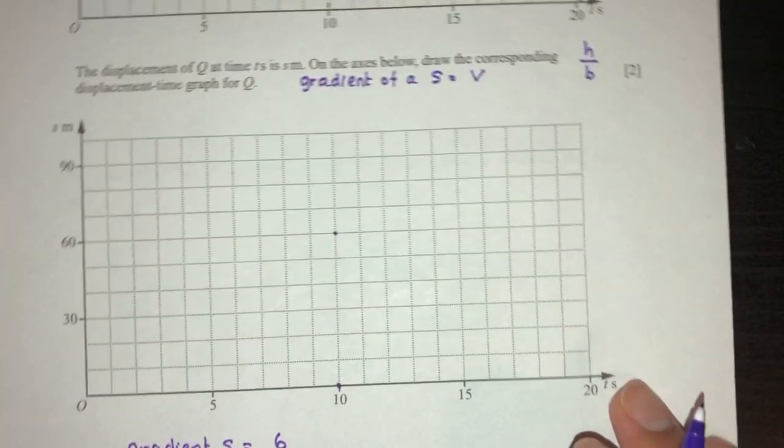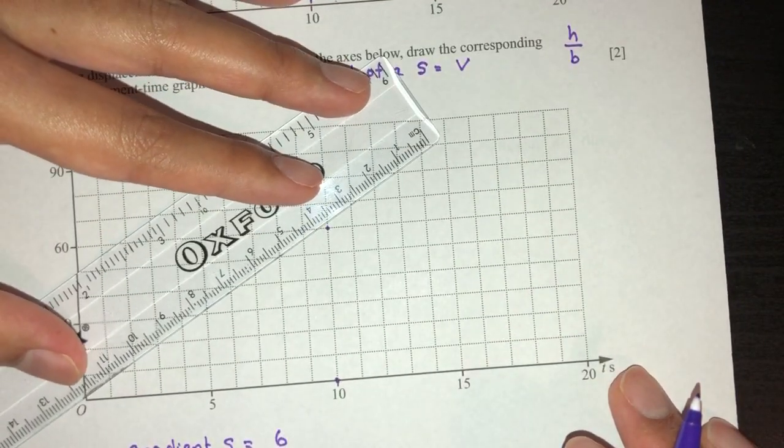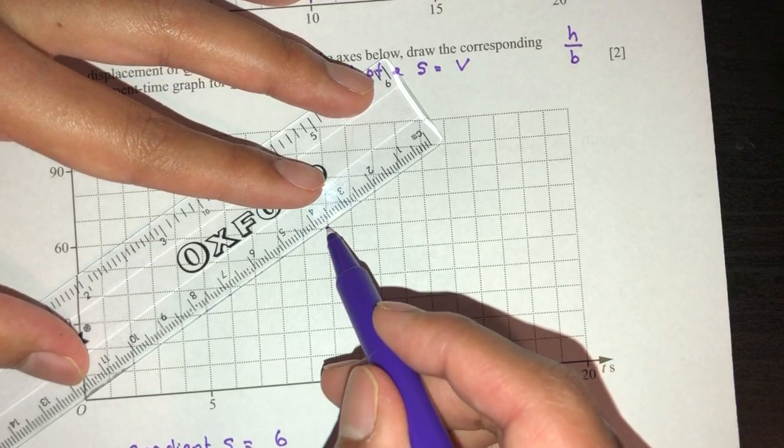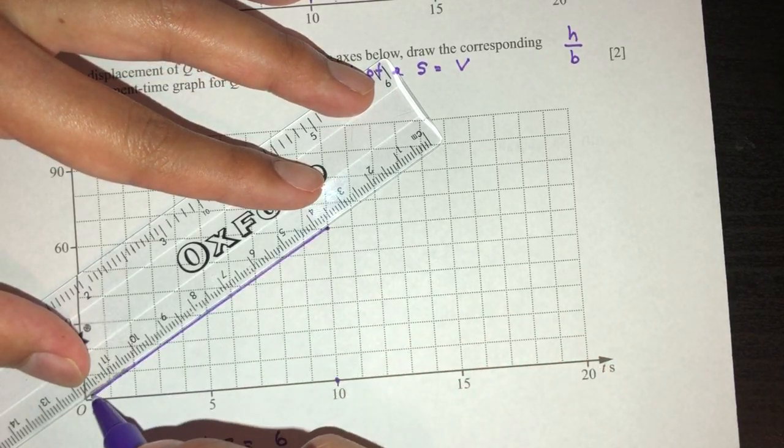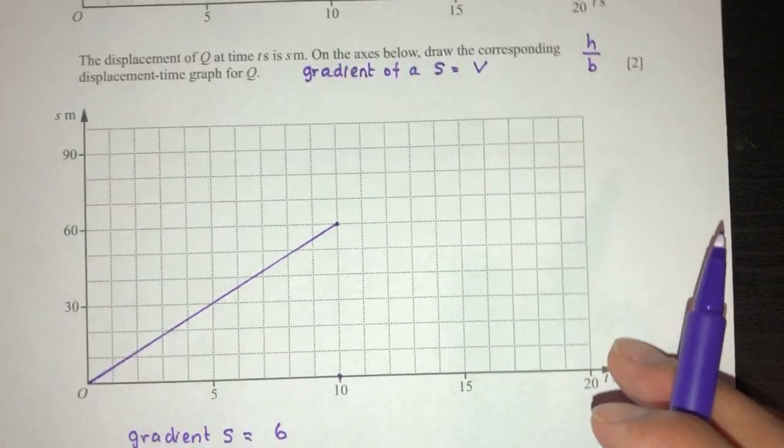So for the first part, we just have to join these two by a straight line. The straight line is because it has a constant speed. That's why it is a straight line.